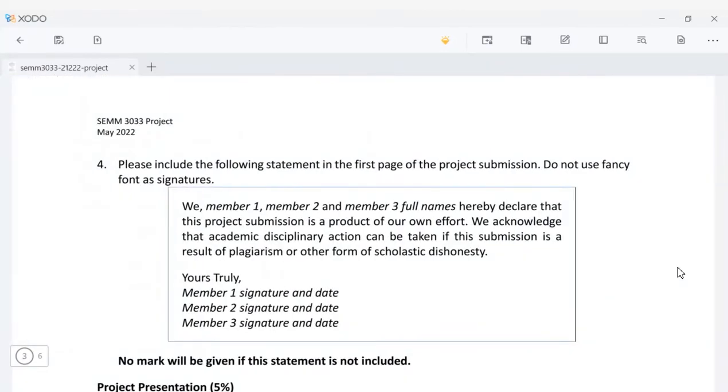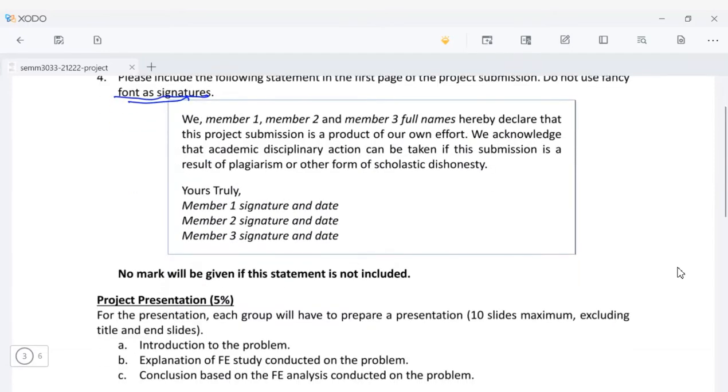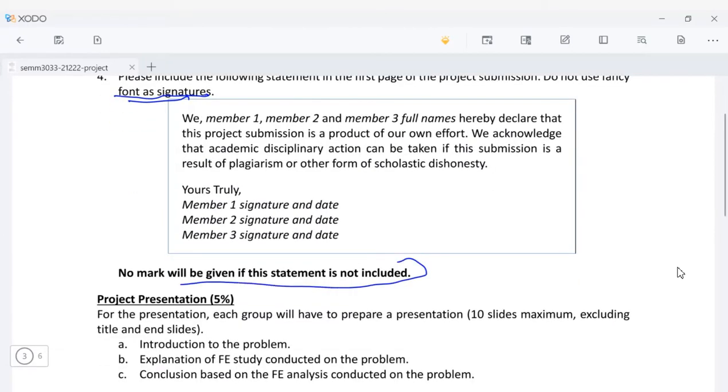And number 4 is, please include the following statement on the first page of the project submission. Do not use fancy fonts as your signature. For your signature, use your pen, sign, scan, and put it in your report. So this is the declaration. Again, if this is not included, no mark will be given.